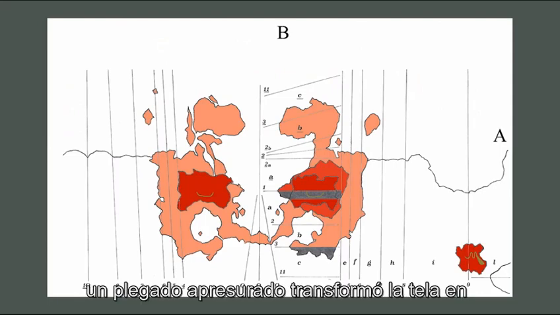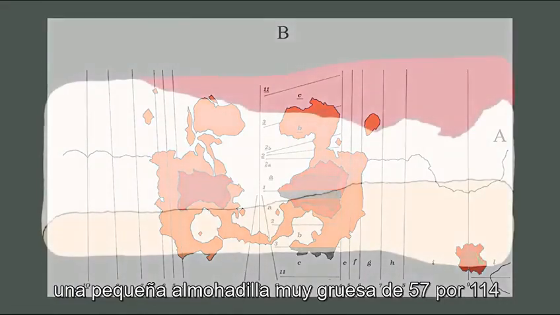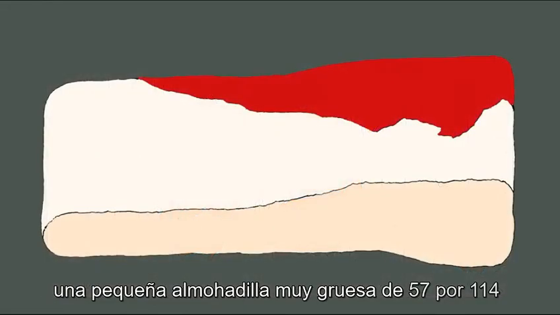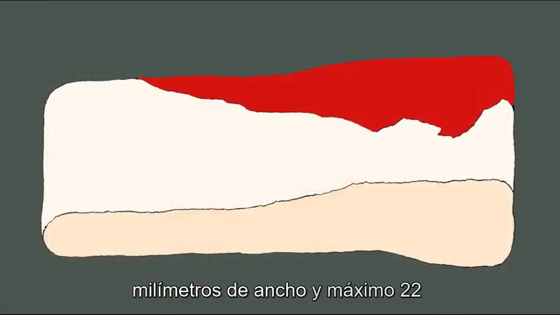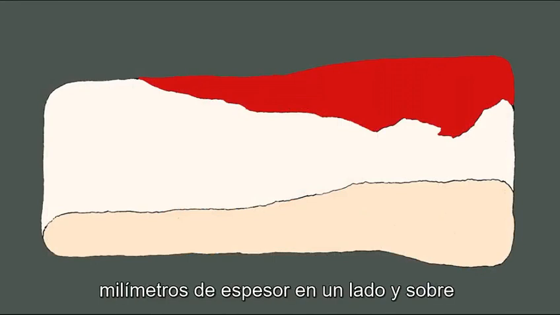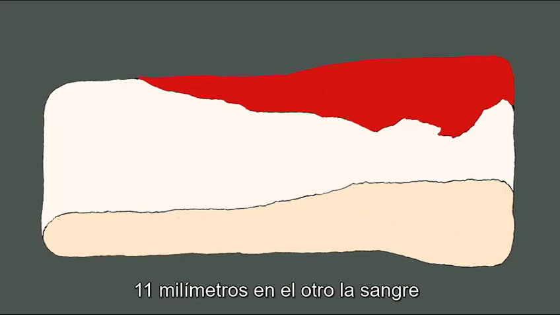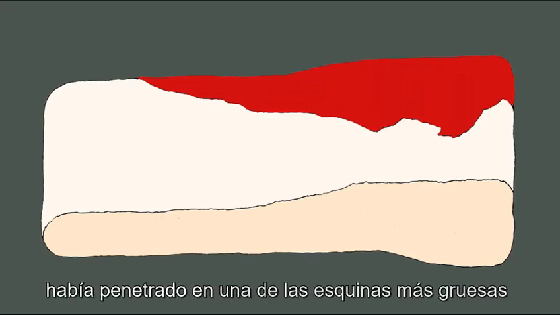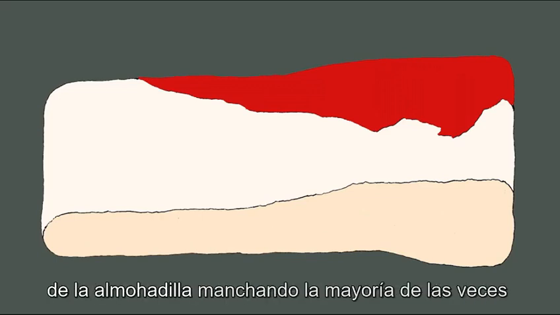Hasty folding transformed the cloth into a small, very thick pad, about 57 by 114 millimeters wide and maximum 22 millimeters thick on one side and about 11 millimeters on the other. The blood permeated one of the thicker corners of the pad, simultaneously staining most of the layers.